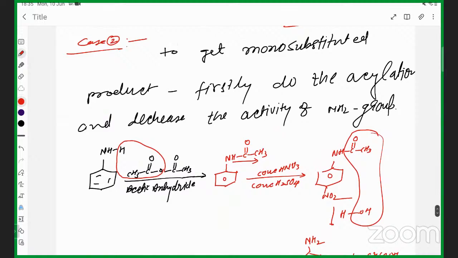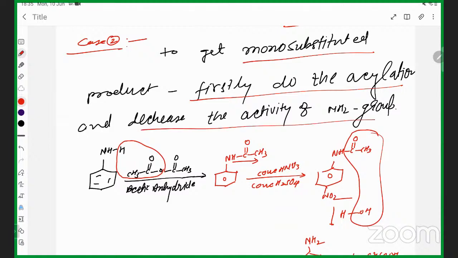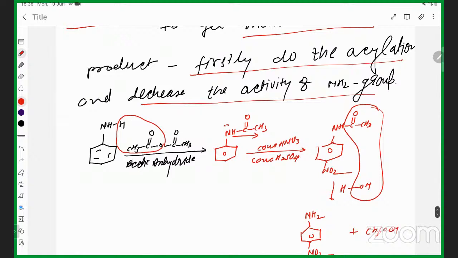This one. This is what? To get the mono substituted product, with one NO2 group, firstly do the acylation and decrease the activity of the NH2 group. Otherwise, it will give the tri-substituted product. This CO, the carbonyl group, is an electron withdrawing group, so it is taking the electron from the NH2. Now this electron, instead of going into the ring, is going there. So it will give the para substituted product. So this is very simple.